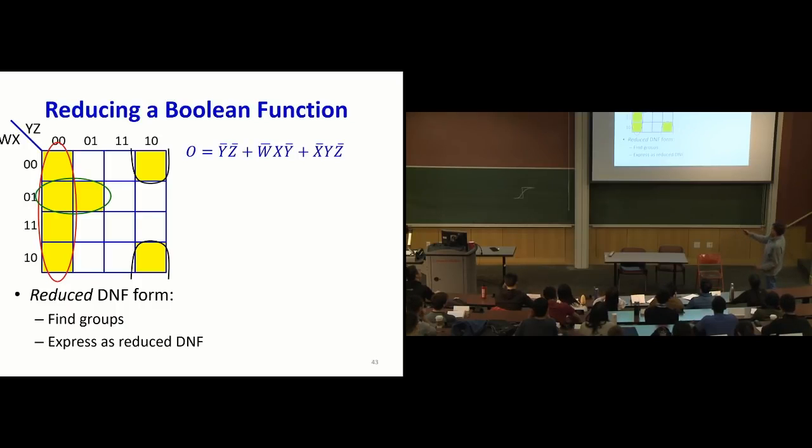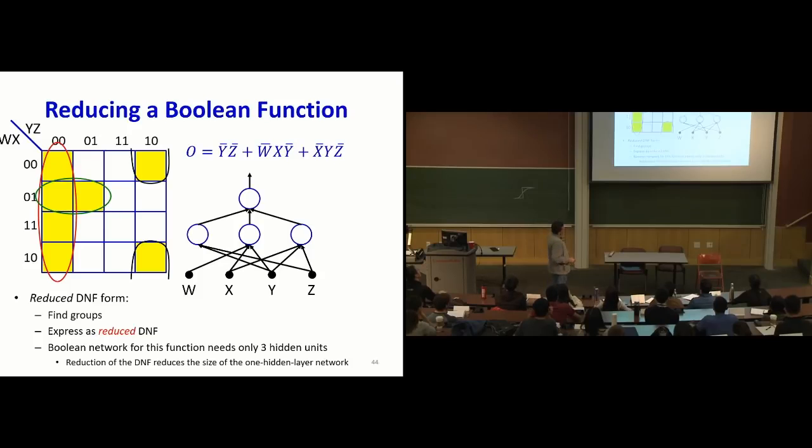Similarly, this group tells me that, regardless of whether Z is 0 or 1, so long as Y is 0 and WX are 0, 1, the output is 1. So this group is the clause not W, X, not Y. And this third one, I'm being suboptimal here. I can group these 2 guys here because they're neighbors, and that's going to give me a clause not X, Y, not Z. So long as you have adjacent guys, you can group these things up, and then you're going to end up with a reduced DNF formula.